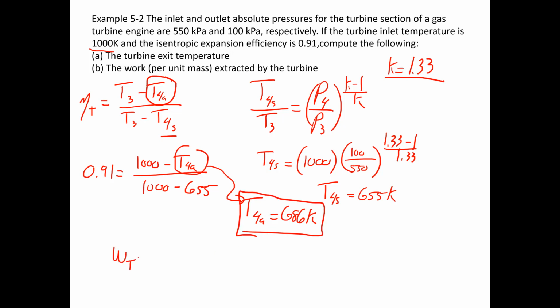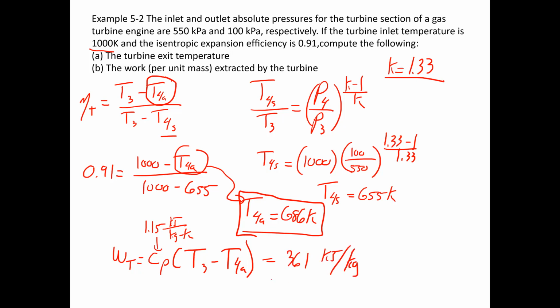If you're going to find the work per mass, that would be Cp times the temperature in minus the actual temperature out. Cp in this case is no longer 1. If you look it up according to temperature, you would find that it increased compared to that going into the compressor, to 1.15 kilojoules per kilogram Kelvin. You would find that the work per mass would be 361 kilojoules per kilogram.